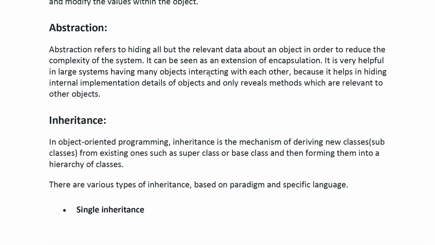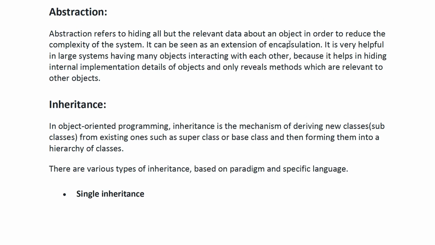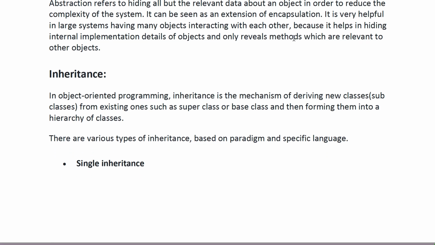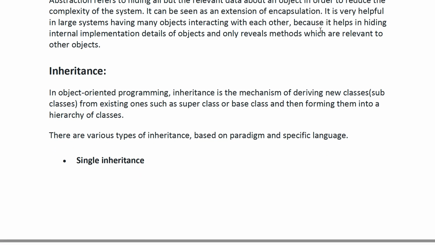Abstraction. Abstraction refers to hiding all but the relevant data about an object in order to reduce the complexity of the system. It can be seen as an extension of encapsulation. It is very helpful in large systems having many objects interacting with each other, because it helps in hiding internal implementation details of objects and only reveals methods which are relevant to other objects.